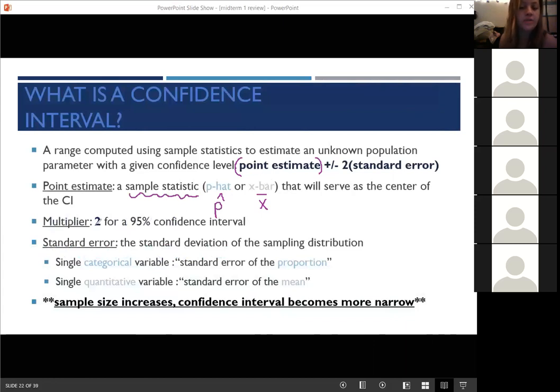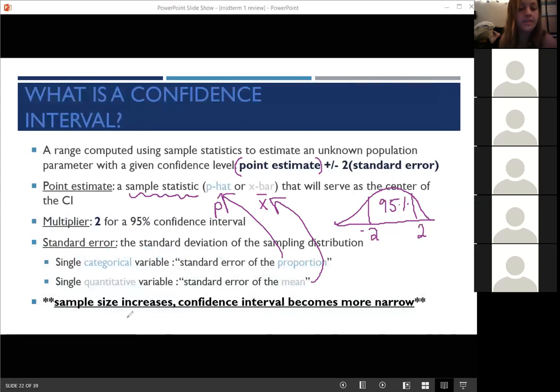Your multiplier is based on the empirical rule, so 2 for a 95% confidence interval, which I think I have another slide that talks about. But remember, plus or minus 2 standard deviations is going to be 95% of our data. So that's where we get that multiplier from. And then our standard error: if we're talking about categorical variables, that's when we're talking about proportions, so that would be with p-hat. If we're talking about quantitative, we will be talking about means. So those are correlated. Just keep that in mind.